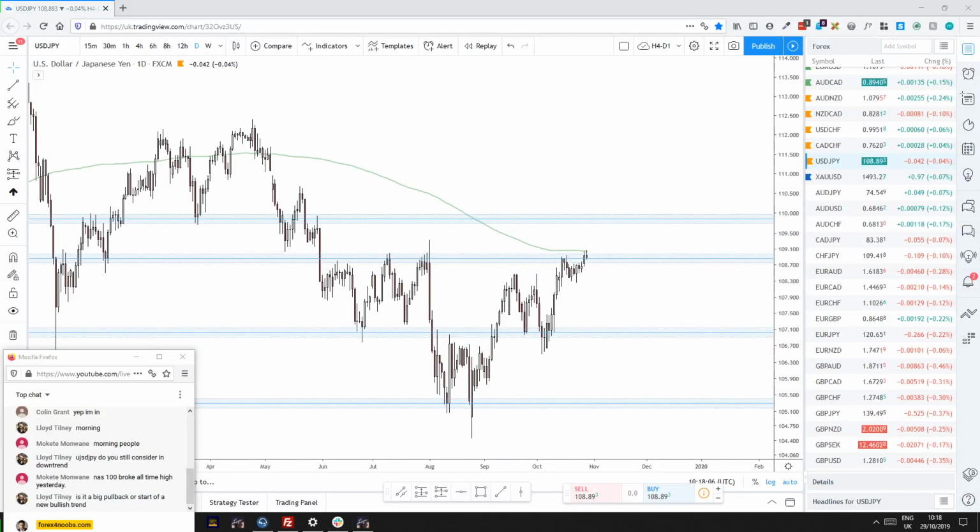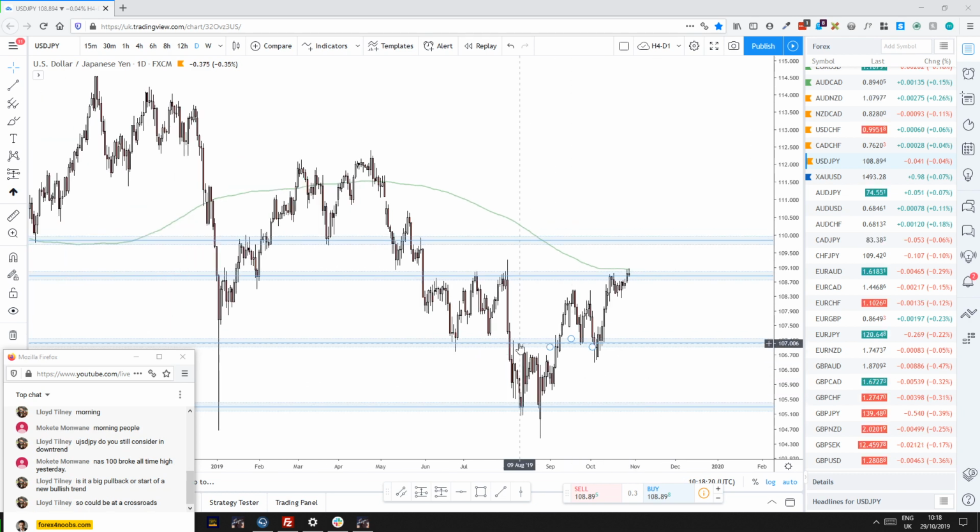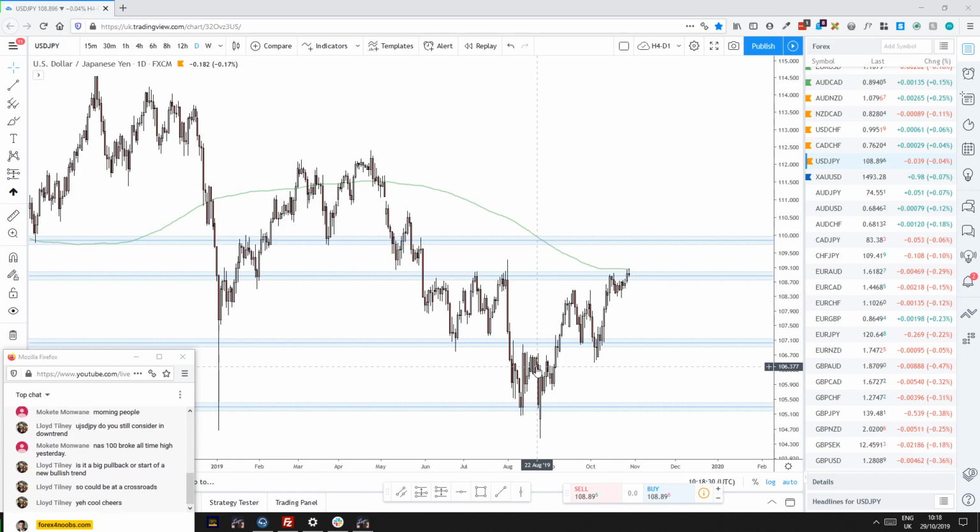It is at a breaking point right now. If it gets above that 200 moving average, if it breaks above this resistance area, then I'll definitely start to say that that bearish trend is dying and the bullish trend is taking control. Yeah, it is at a crossroads. That is correct, in my opinion.